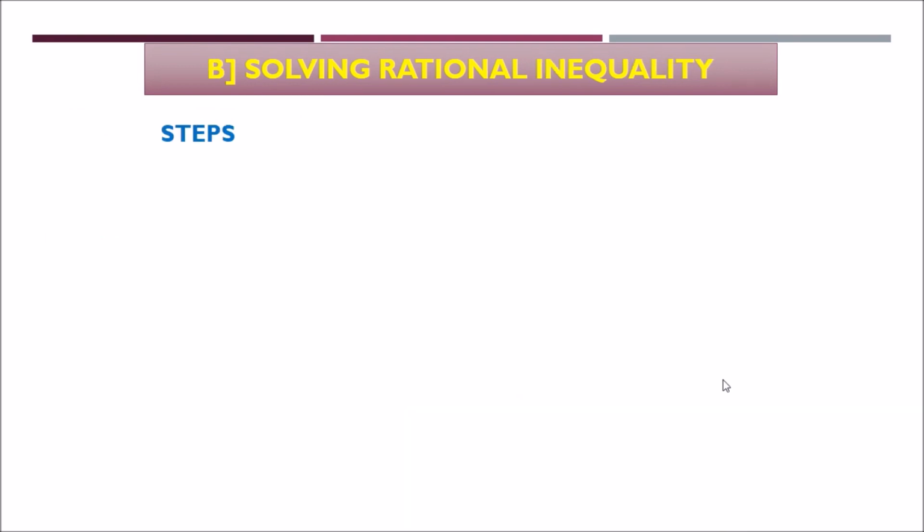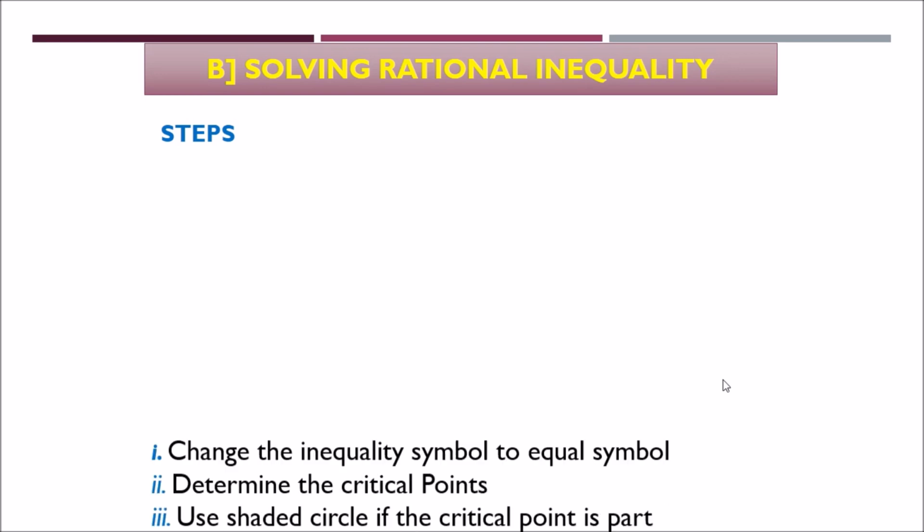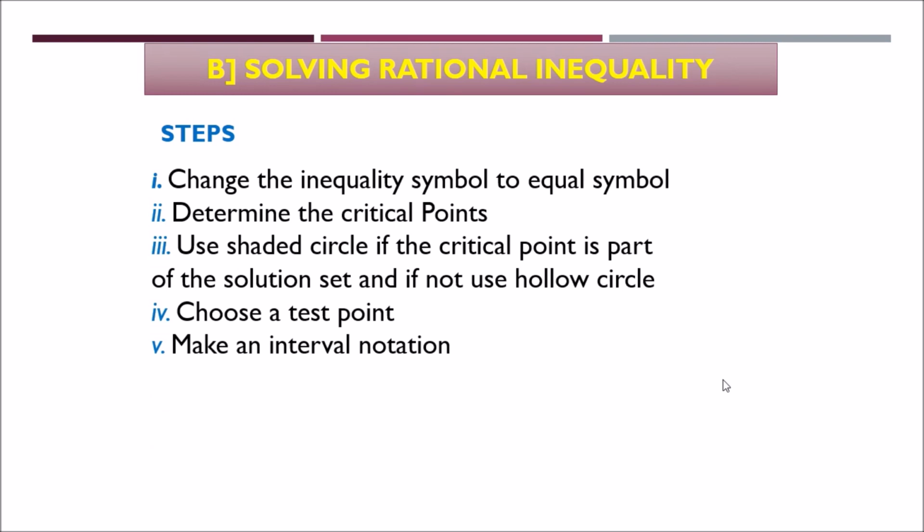Now let's move on to solving rational inequalities. We have certain steps to follow in solving problems involving rational inequalities. First, change the inequality symbol to the equal symbol. Second, determine the critical points. Third, use a shaded circle if the critical point is part of the solution set, and if not, use a hollow circle.